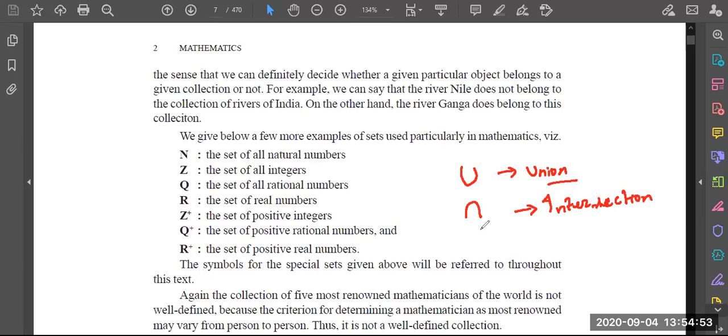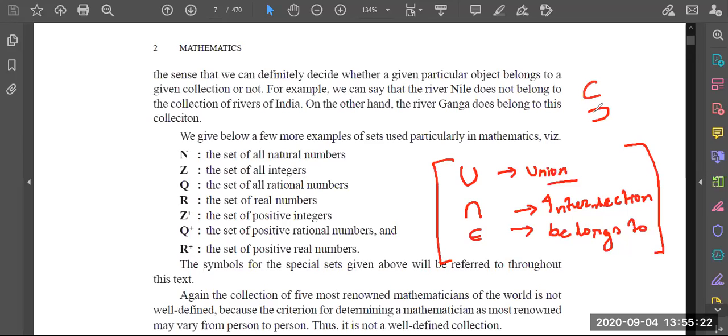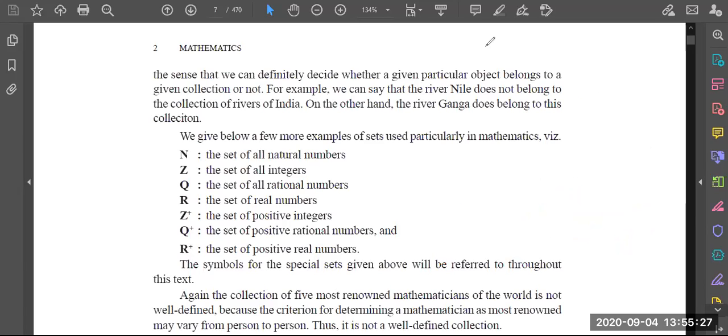And this, something like E, it is not actually E, but something like E. It is called belongs to. So these three symbols we will be using frequently. There are other symbols also, which are subset and superset, that we will discuss when we see the different types of sets. But those three are very common.